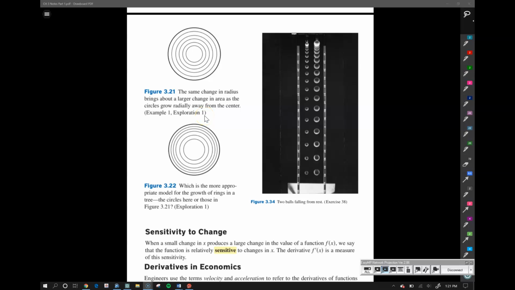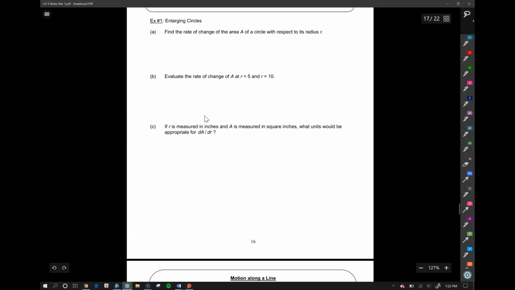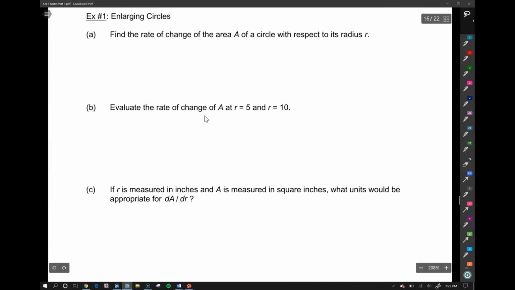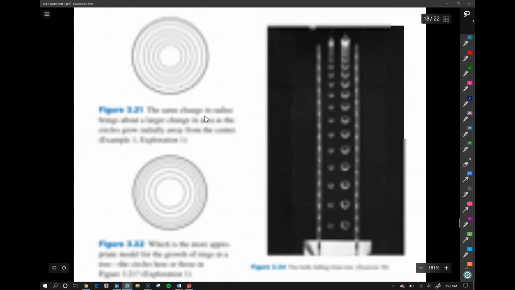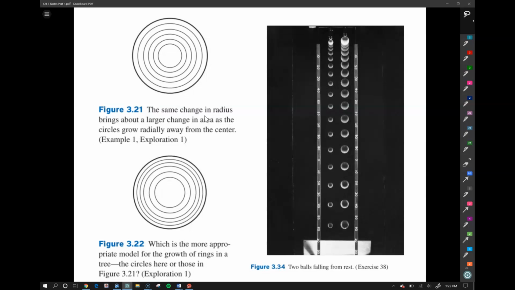Okay, so we're going to review a little bit over 3.4. So remember how we did an example about enlarging circles? This was example 1. I will scroll up. That was pretty interesting, but you're probably wondering, where does this actually come into play in real life?